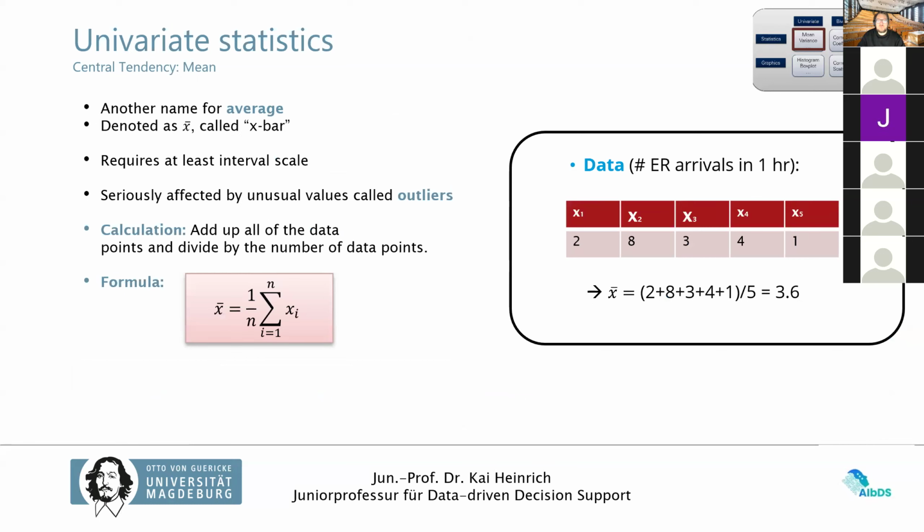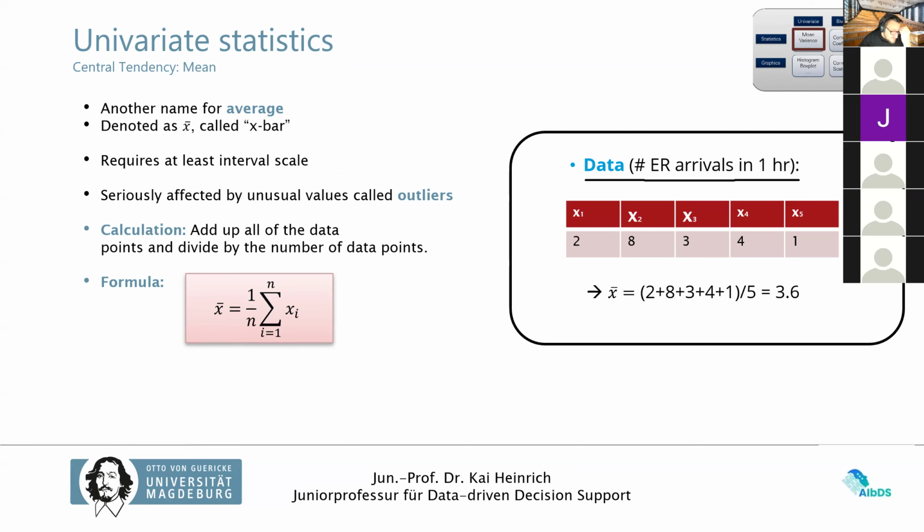Okay, measures of central tendency, I always have this easy example. So let's start with the example before I actually explain it. ER arrivals, so emergency room arrivals in one hour. And these are different hours here. And now we want to calculate the average number. You all know the formula of the average, right? So it's as simple as that.